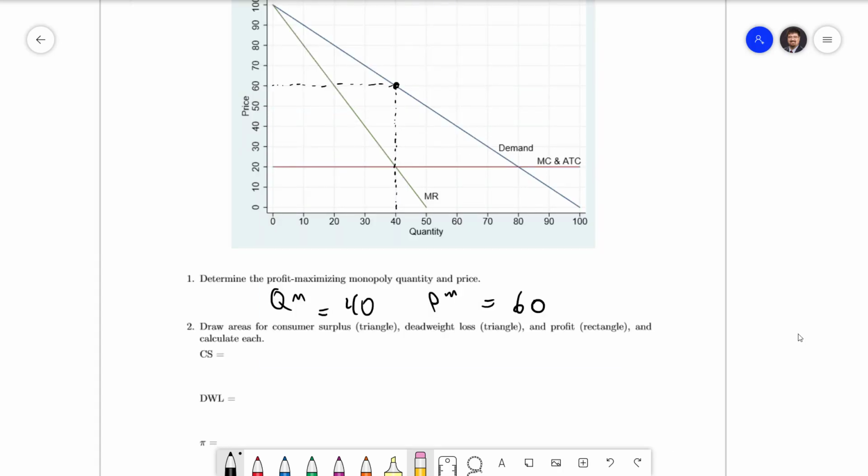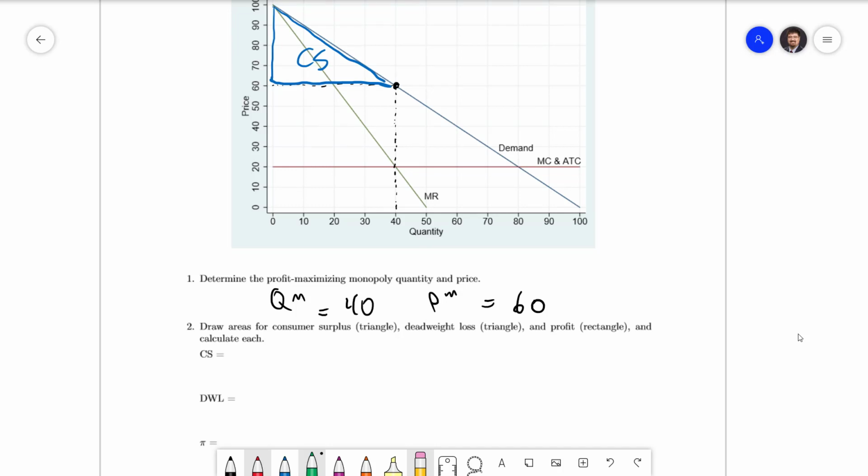Next, we're going to draw areas for the consumer surplus, deadweight loss, and profit, and then calculate each one of those. Starting with consumer surplus, we know the consumer surplus is the area below the demand curve and above the price. And so we have a triangle that looks like this.